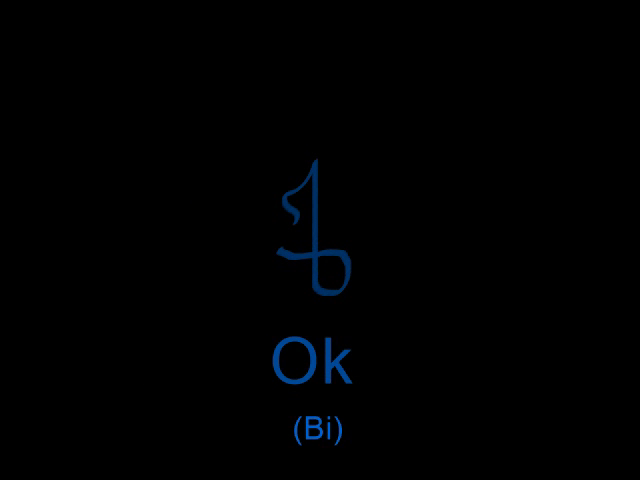Next is the letter O, which has a meaning of bi and is used in words that involve a quantity of two, duality, the second in a series, and a half part.